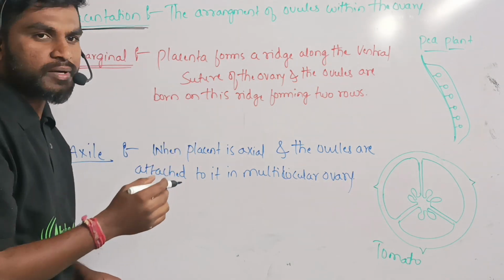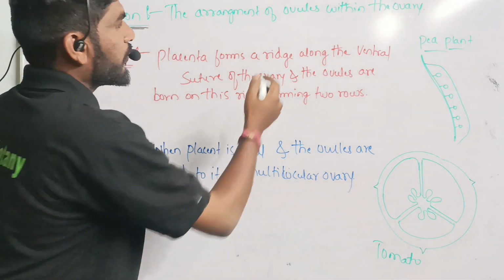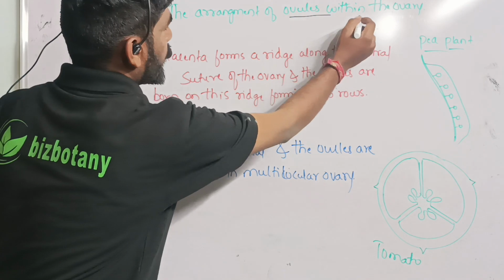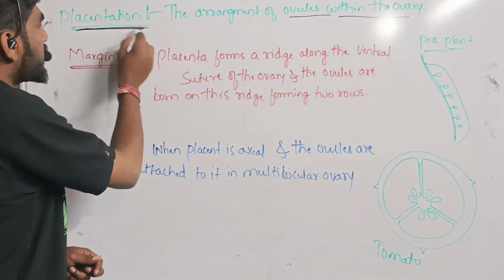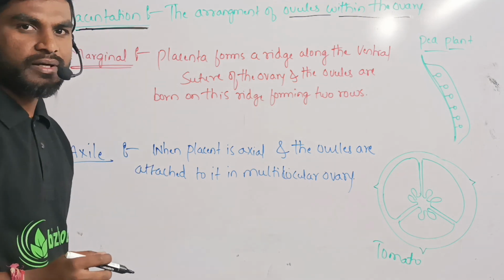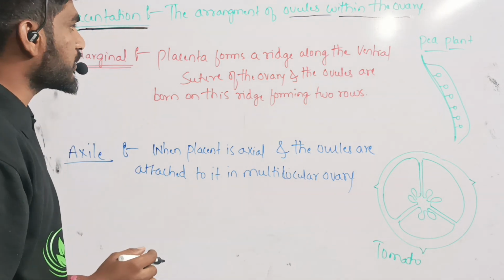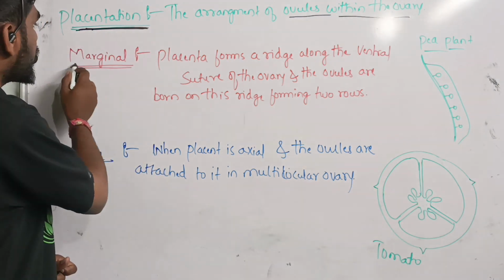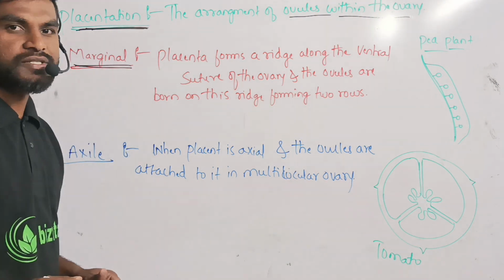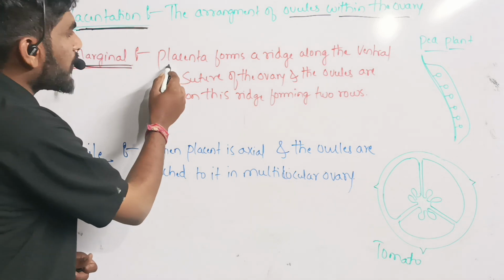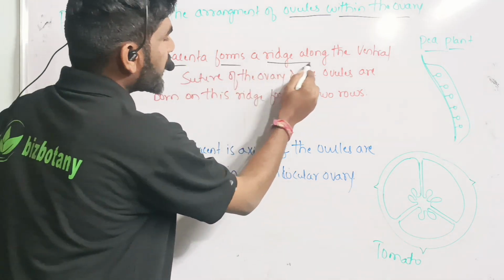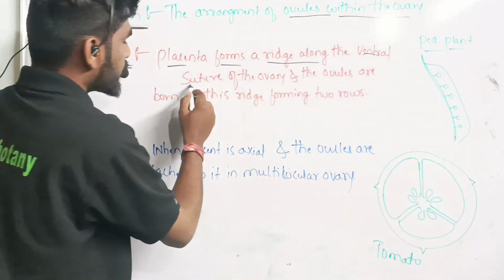It means the arrangement of ovules inside the ovary. The arrangement of ovules within the ovary, we call it placentation. There are different types of placentation present in the ovary. First is marginal placentation. What is marginal placentation? It means the placenta forms ridges along the ventral suture.